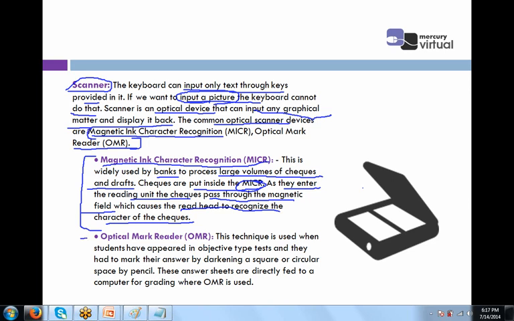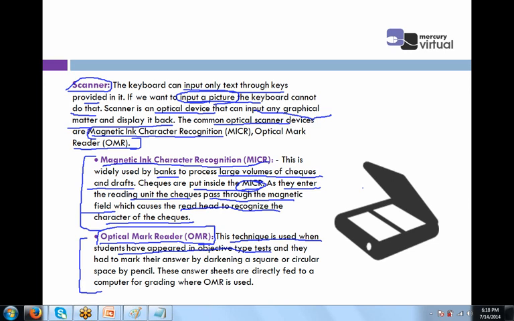Another type of scanner is OMR, that is your optical mark reader. This technique is used when students have appeared in an objective type test. Like there is an OMR sheet, as every student knows, with some radio buttons, some margins, and some characters which you have to shade. So that is your OMR.